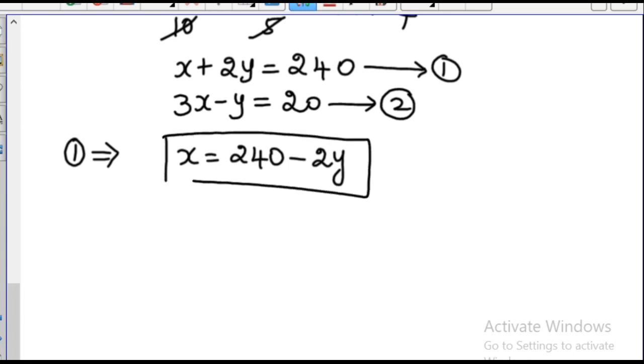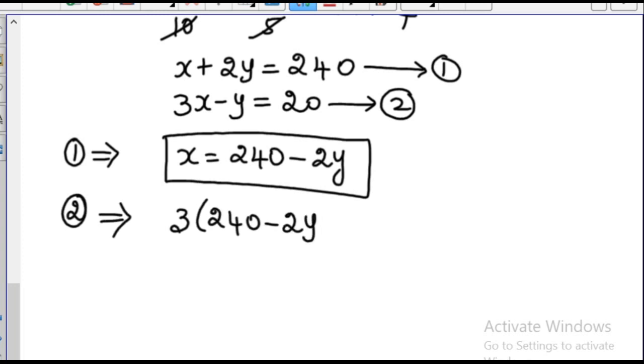This x value you are going to substitute in equation number 2. So what do you get? Sorry, 3x minus y, no. 3 into 240 minus 2y, then minus y, it becomes is equal to 20. Okay, so now you can multiply. So what do you get?